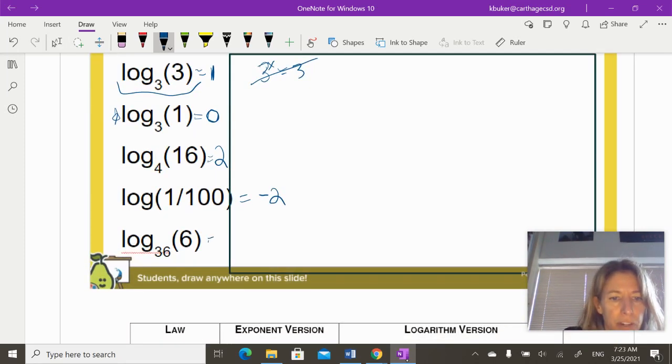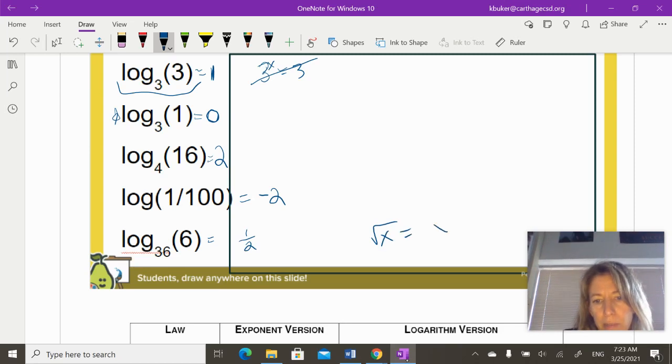And for 36, we're getting smaller. So this is saying 36 to what power is 6? It has to be smaller than 1, it's going to be a fraction. I know the square root of 36 is 6, so this is going to be to the 1/2 power, because the square root of something is the same thing as the 1/2 power.